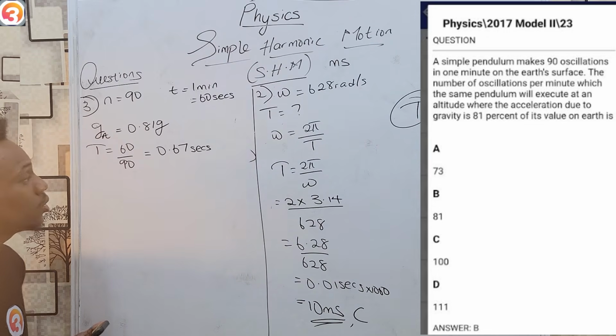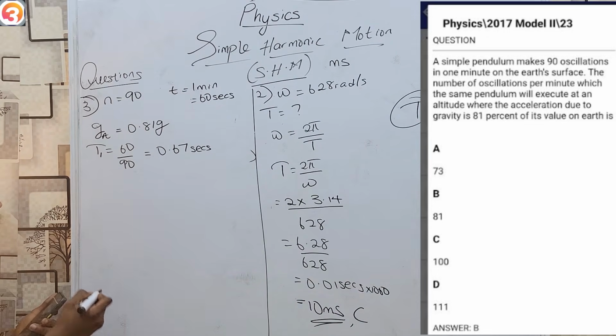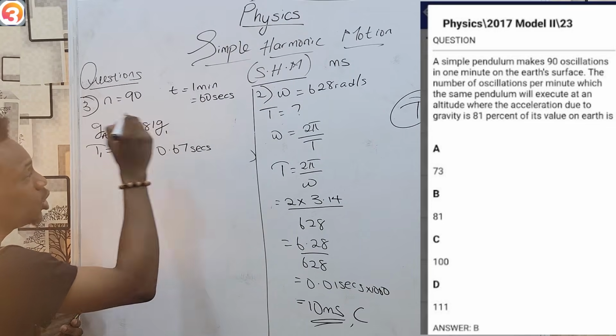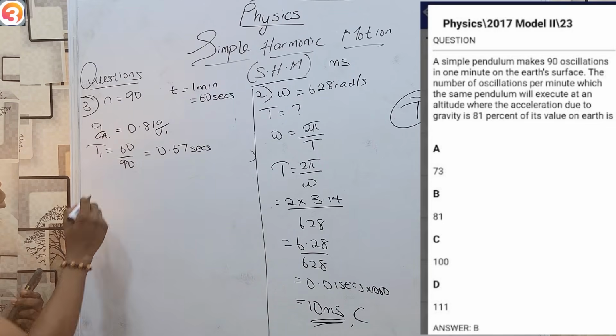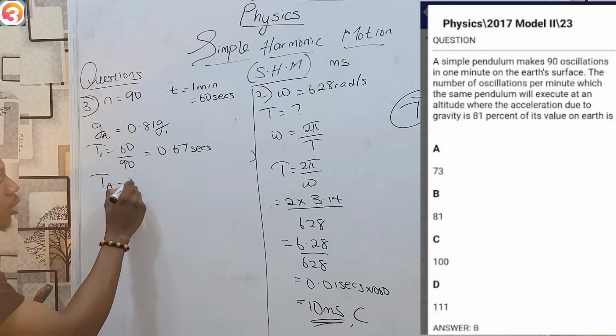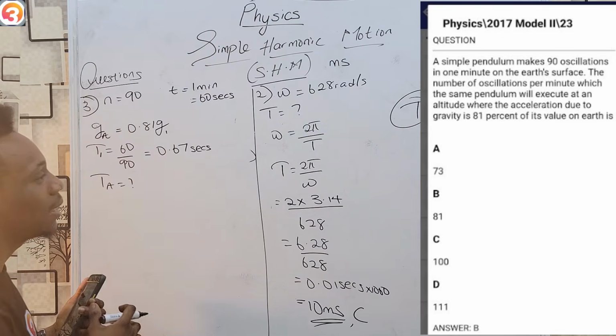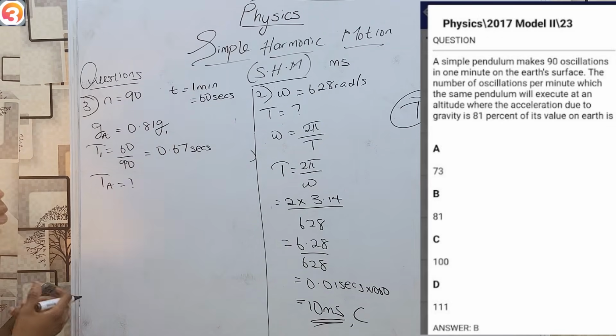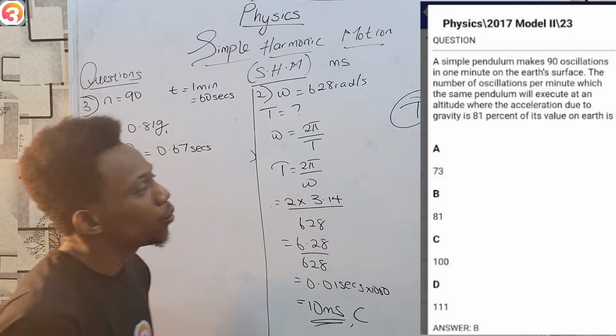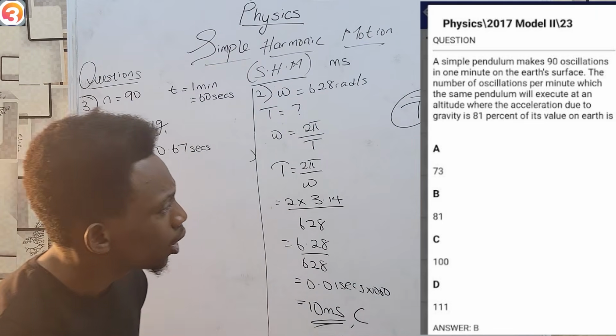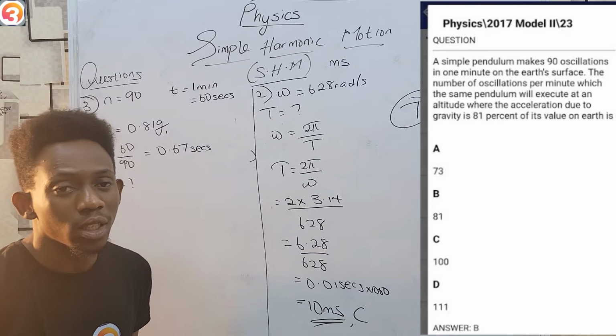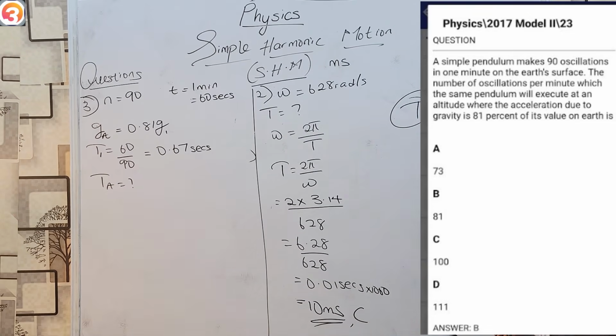So to be clear with everything, I will call my normal G, G1, so that I want to find T at that altitude. I'm going to be having T1 and TA. Now let's look at this formula and ask ourselves, can we try a bit of manipulation to get our answer? If we look over here, we realize that 2 pi is a constant, and this square root of L is to remain constant as well because it's the same pendulum.